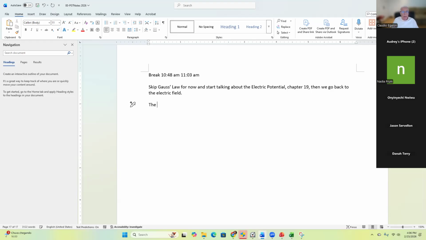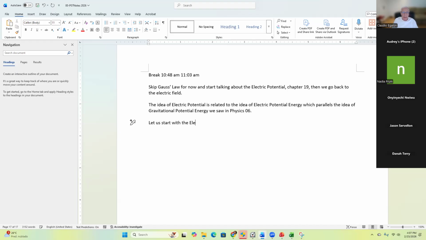The idea of electric potential is related to the idea of electric potential energy, which parallels the idea of gravitational potential energy we saw in physics 6, okay? So let's start with the electric potential energy.